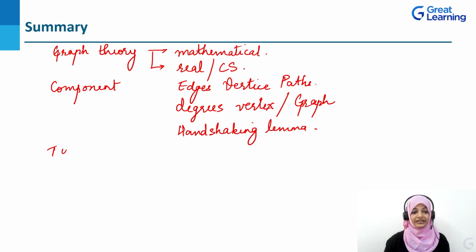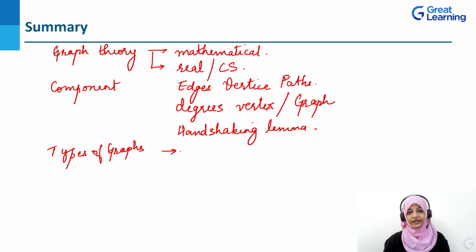Next, we saw various types of graphs, namely null graph, simple graph, multigraph, right? All of these different types of graphs. Apart from null, simple, and multigraph, we also saw weighted and unweighted graphs. We saw directed and undirected graphs. And we also observed the difference between complete, regular, bipartite, and complete partite graph. Right? We also saw the type of graph, namely the connected and the disconnected graph.